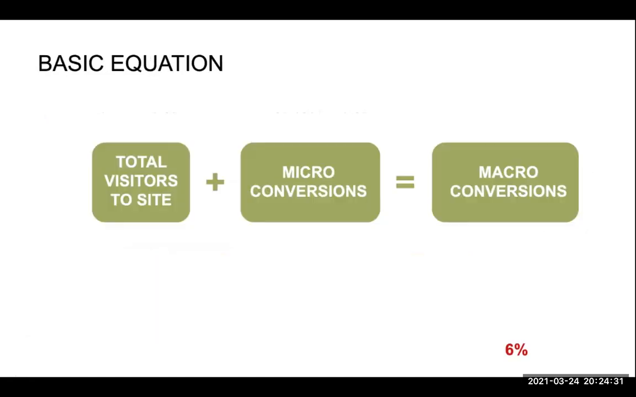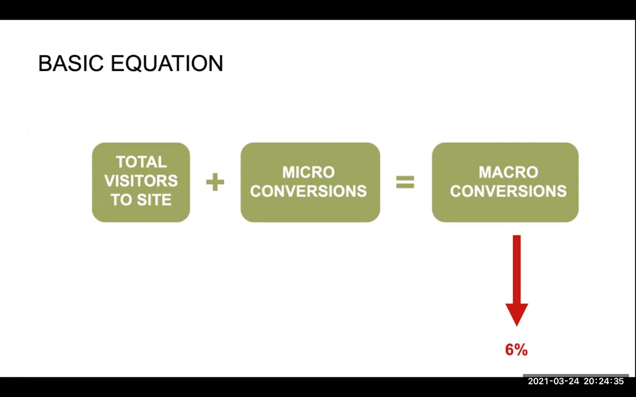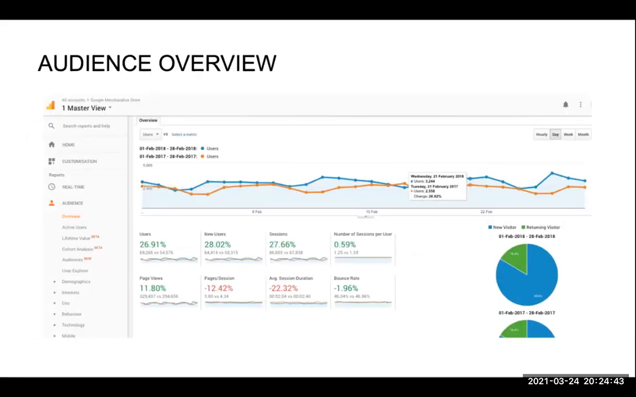Okay, basic equation, and what they're showing is that because the visitors to the site went down and therefore less interaction, it affected the conversion rate. Again, now they're showing you the audience report, and you can see some of the things that are being commented on in terms of audience. And as I said, if you hover over it, you can see specific data.